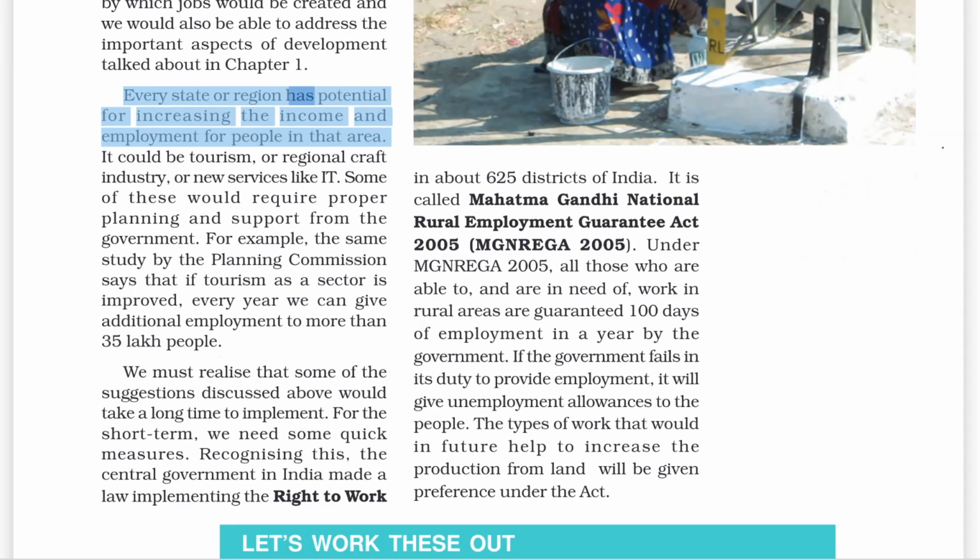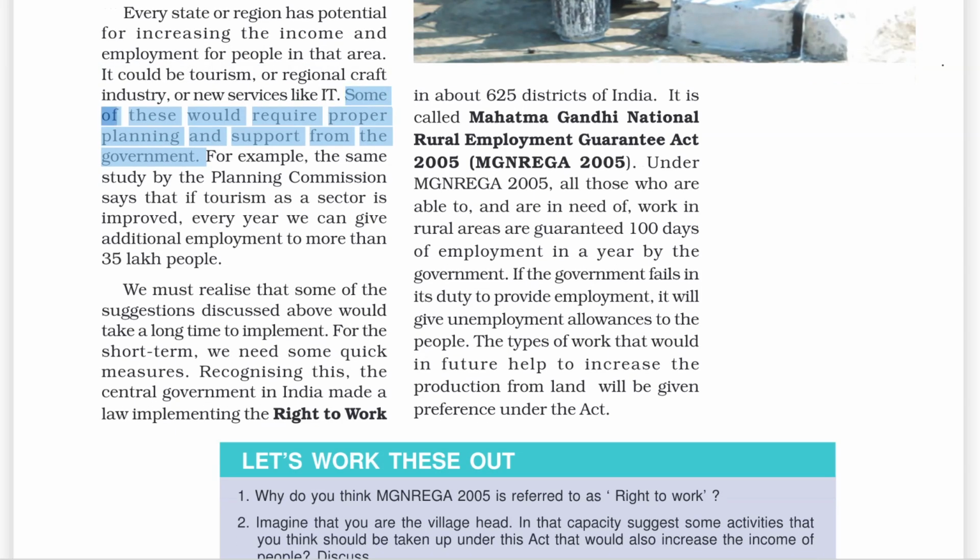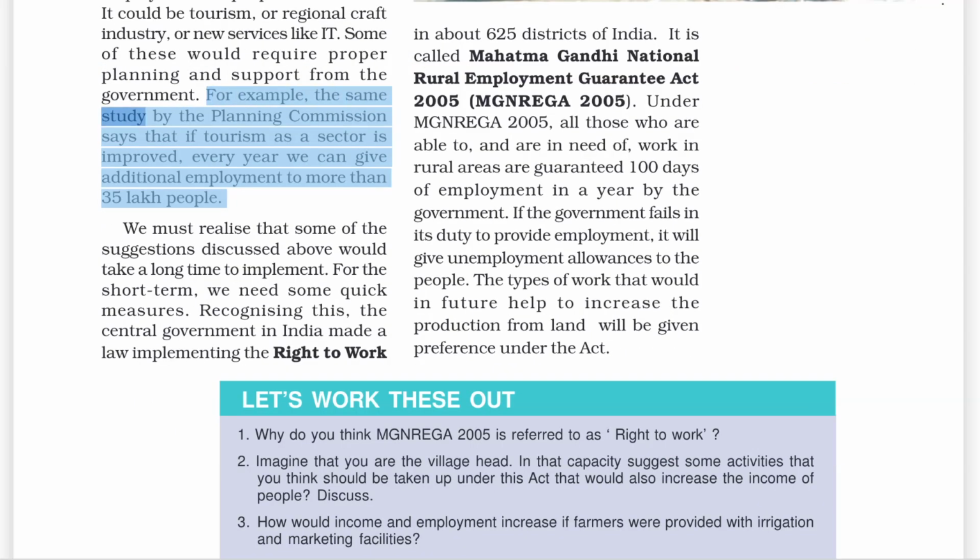Every state or region has potential for increasing the income and employment for people in that area. It could be tourism or regional craft industry or new services like IT. Some of these would require proper planning and support from the government. For example, the same study by the Planning Commission says that if tourism as a sector is improved, every year we can give additional employment to more than 35 lakh people.